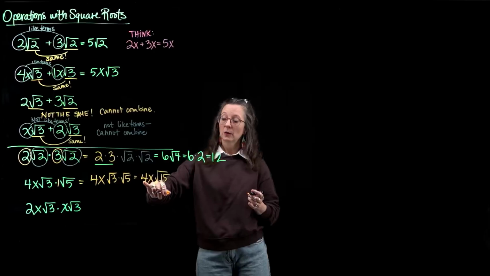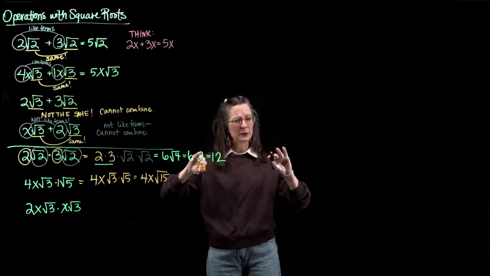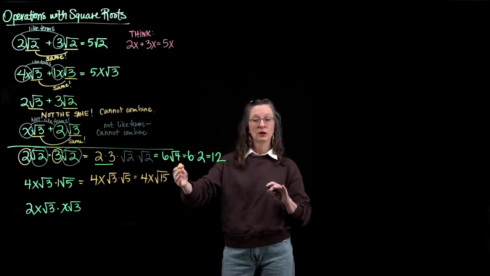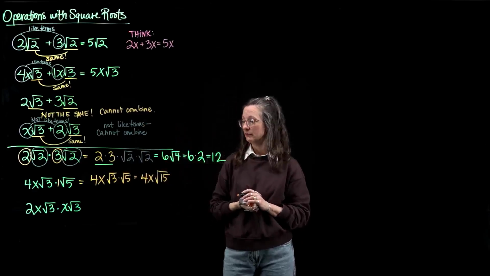Keep in mind the number on the front and the number inside the square root are separated. We can't break into that square root. Only perfect squares can break out of it.